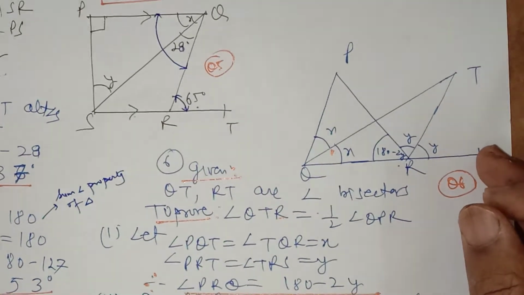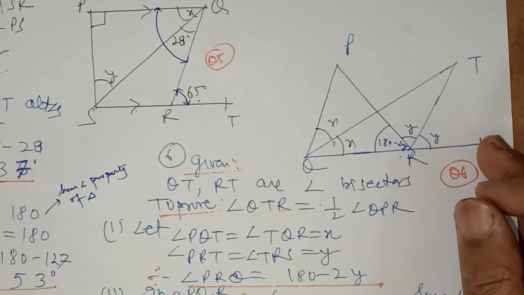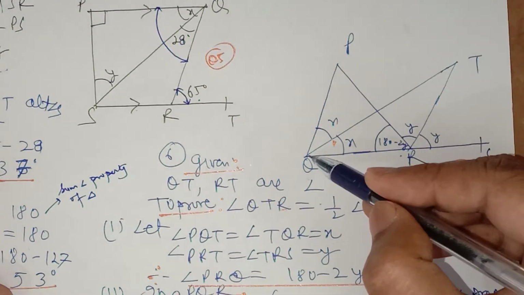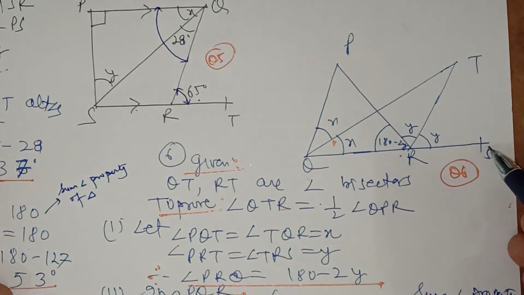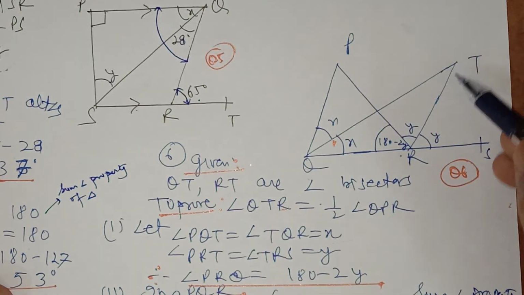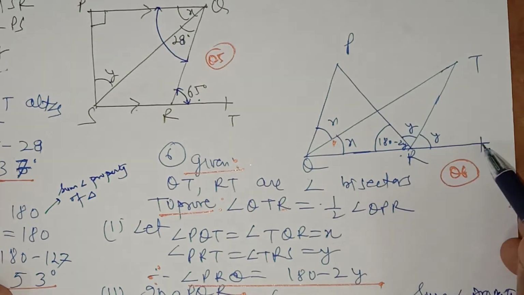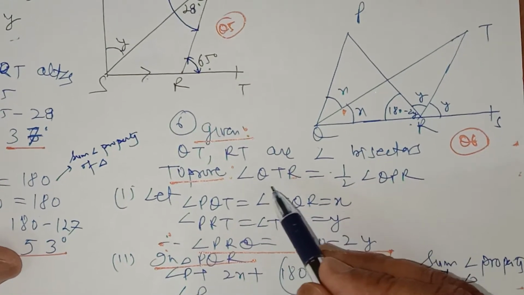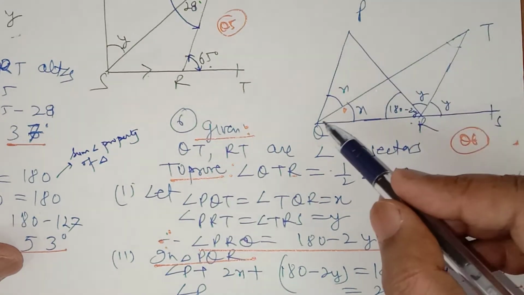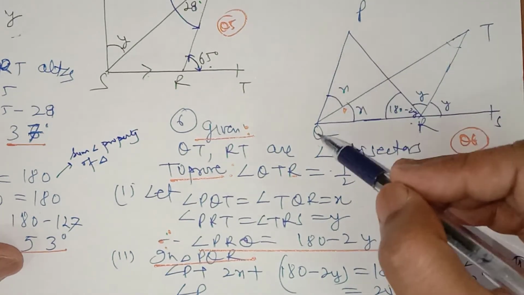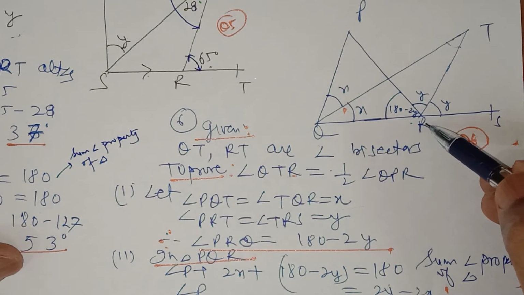Now see this question number 6 very carefully. It is given in the figure that QT is the bisector of angle PQS and RT is the bisector of angle PRS. This is given, and you have to prove that angle QTR is half of angle QPR. This you have to prove.